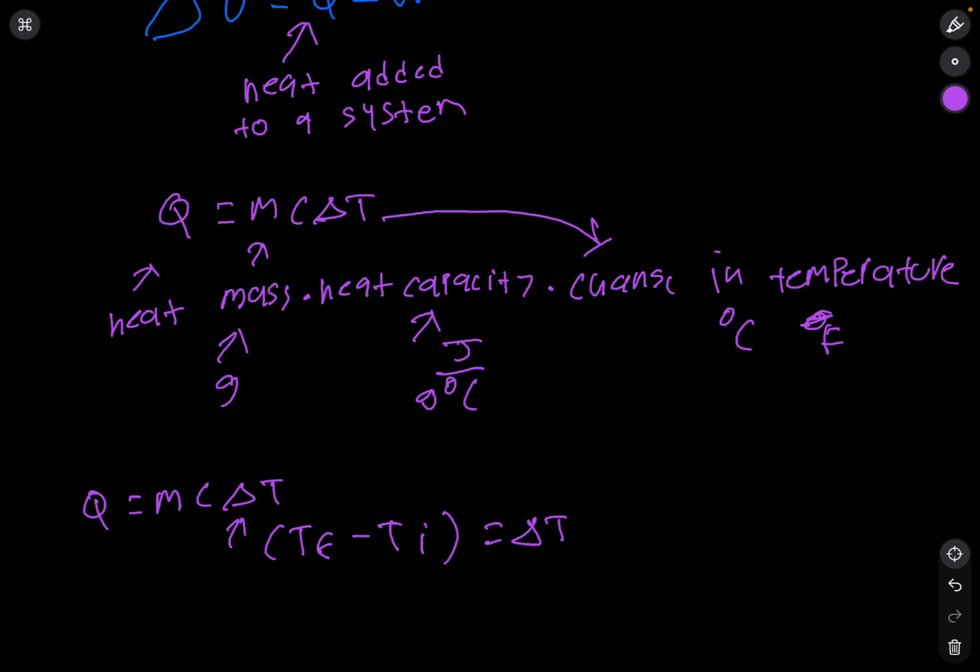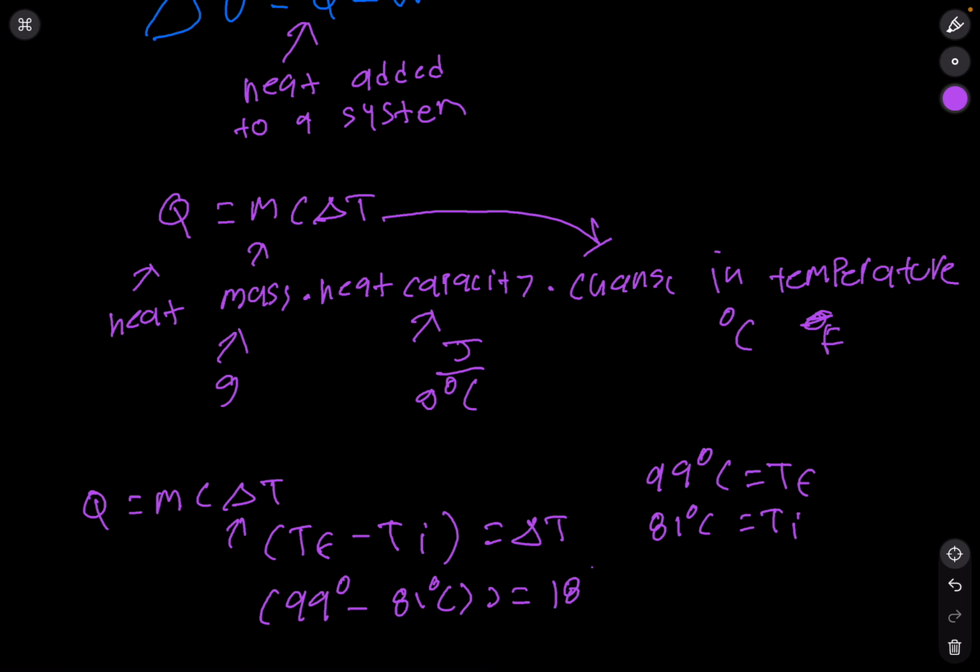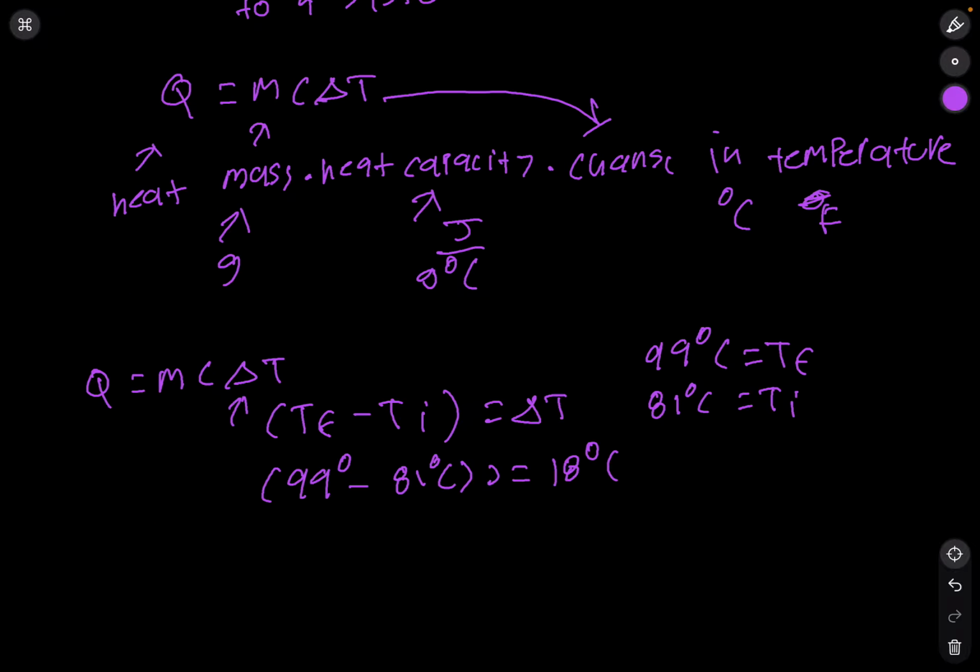Let's say we had 99 degrees Celsius as our final temperature. T_f is just final temperature. And our initial temperature was 81 degrees Celsius. Essentially, we would have 99 degrees minus 81 degrees Celsius for the change in temperature. Let me see if I can do simple math. 18 degrees Celsius. What this means is that we're going to get a positive value in terms of heat, because if we get a positive change in temperature, that means heat was added to the system. Because in order to make something hotter, you have to add heat to it. You have to add energy to it.